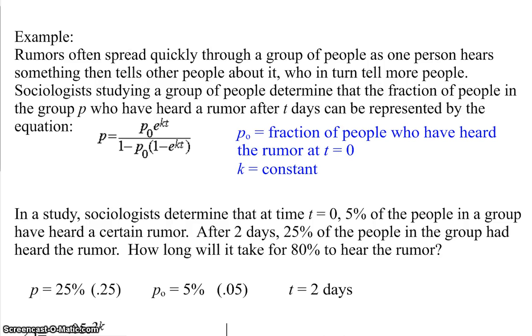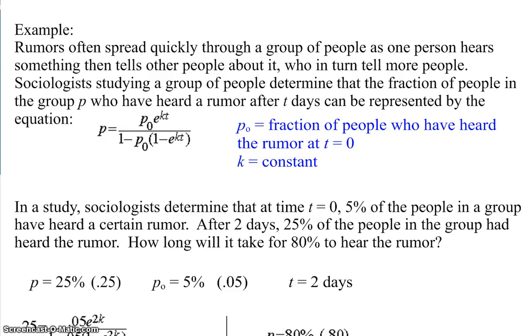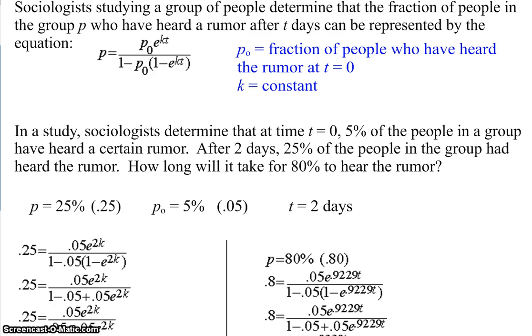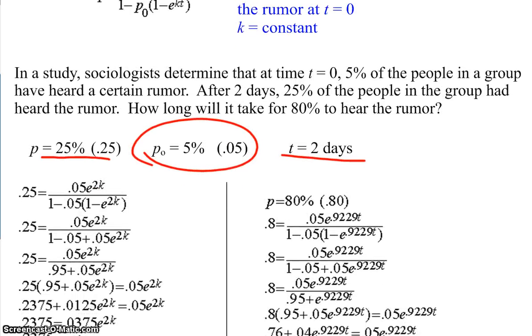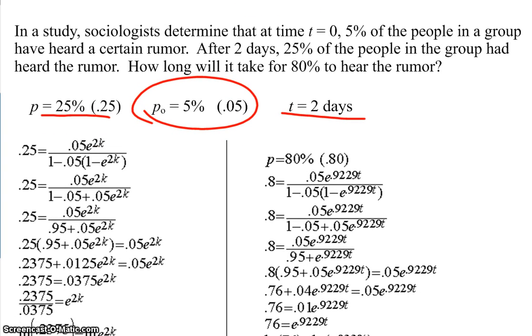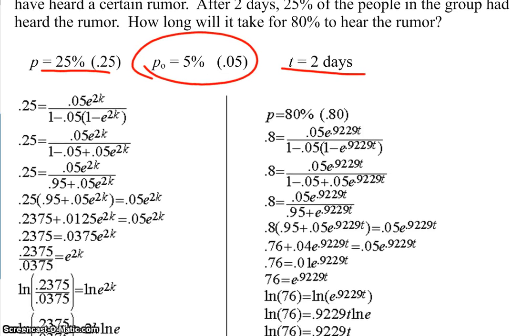So let's start out with what we know. We know the fraction after 2 days. So the first thing I knew was that p was 25% when t was 2 days. And we knew we started with 5% at t equals 0. So substituting these numbers into the problem, I was able to figure out what the constant was because I couldn't solve it for 80% until I knew what k was. So I substituted the numbers into the problem.